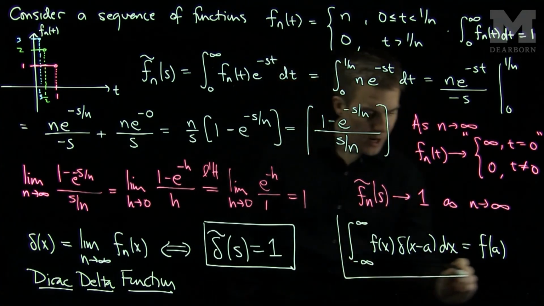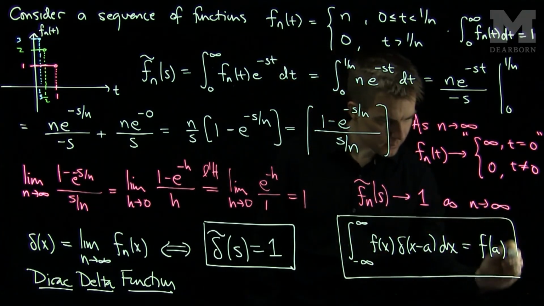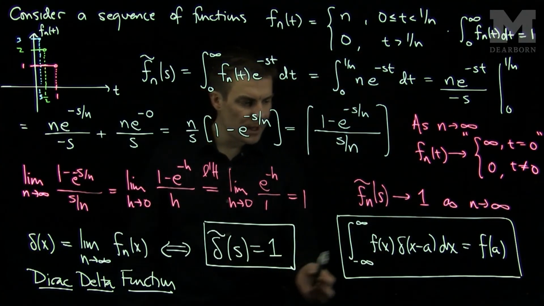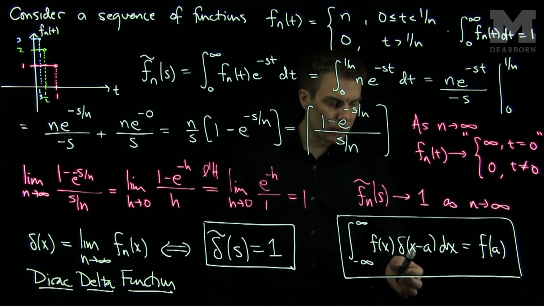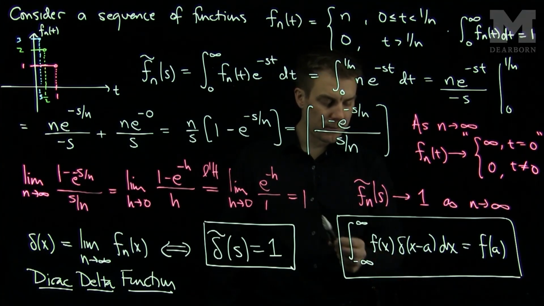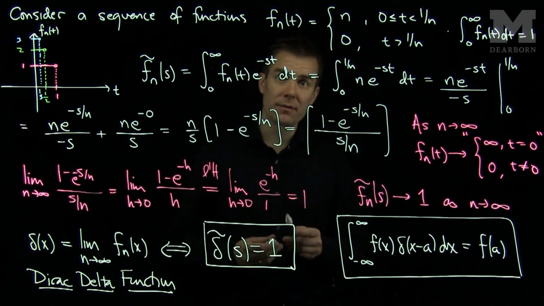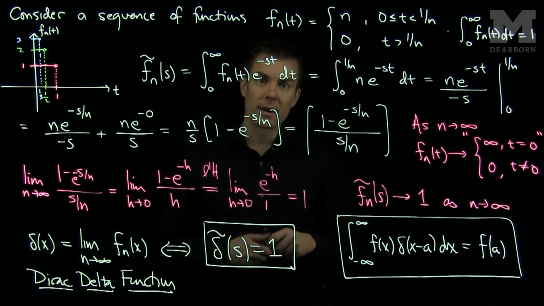So these two properties of the delta function, namely that its Laplace transform is identically equal to 1, and that when you integrate it, shifted over by a units, against any function over the entire line, you will just recover the value of the function at that point of shifting, are the two properties which define the Dirac Delta Function.